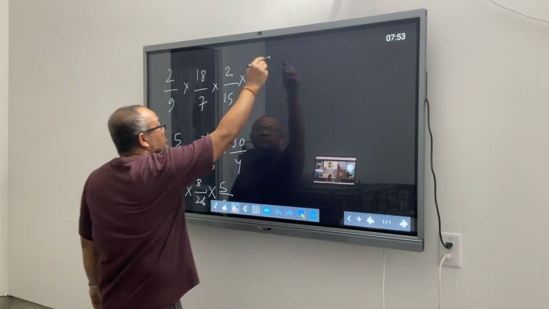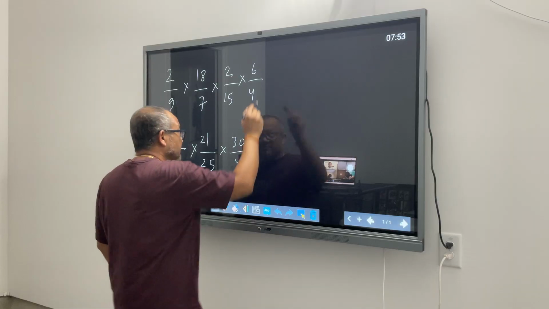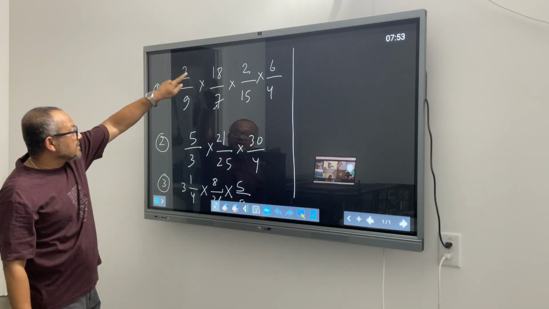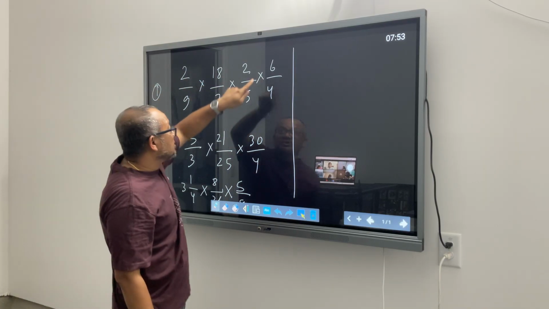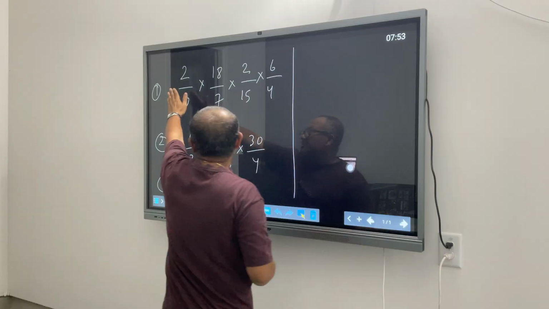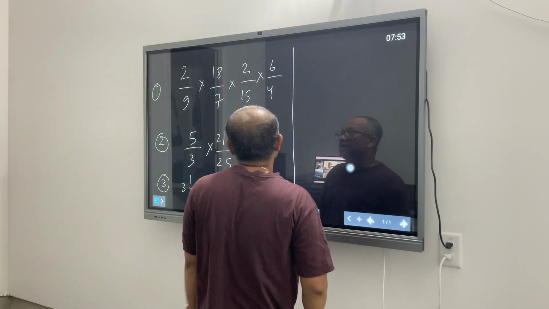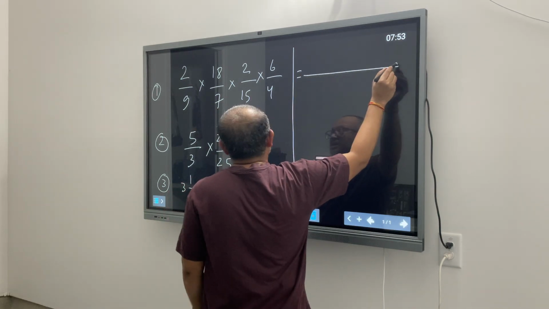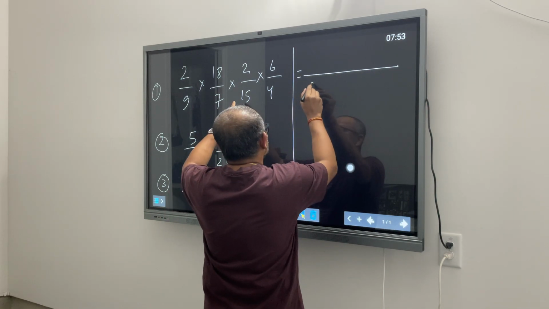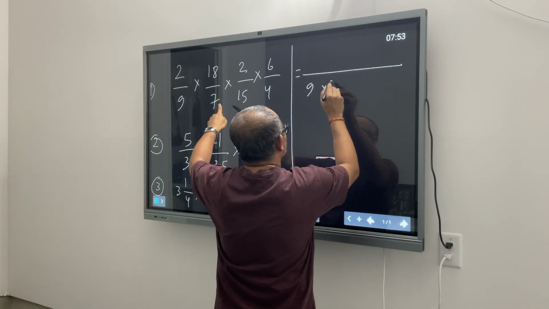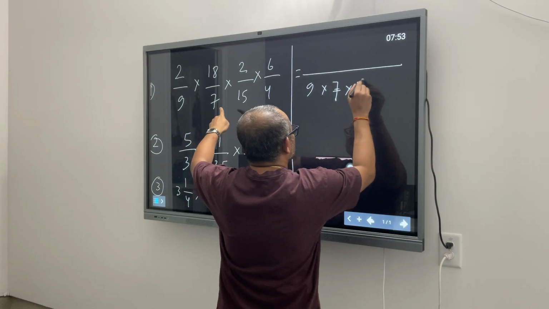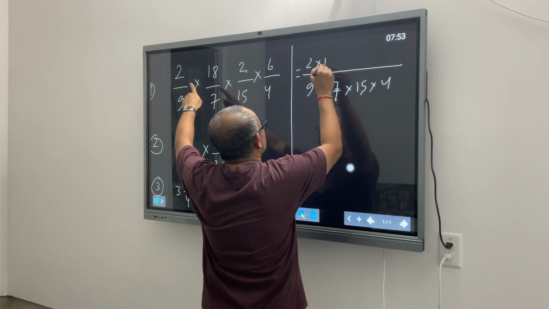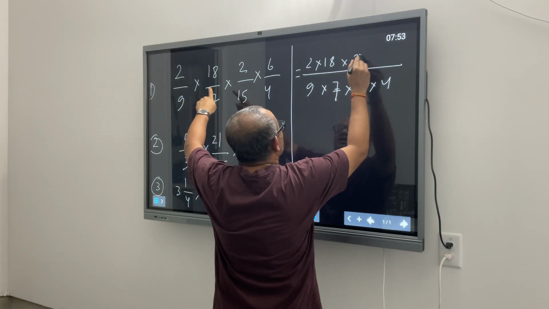So this side of the board I will use for solving the problems. Let's look at the first problem. 2 over 9 times 18 over 7 times 2 over 15 times 6 over 4. This is a fraction, this is a fraction, this is a fraction, this is a fraction. All are fractions, meaning all are two-story building. What happens is everything on the first floor goes together. 9 into 7 into 15 into 4. And everything on the second floor goes together. So 2 into 18 into 2 into 6.